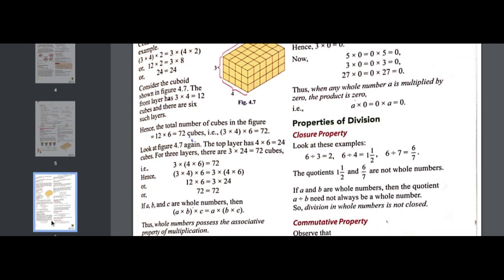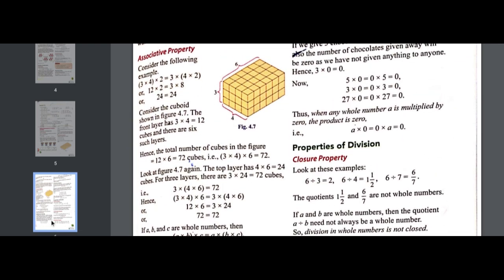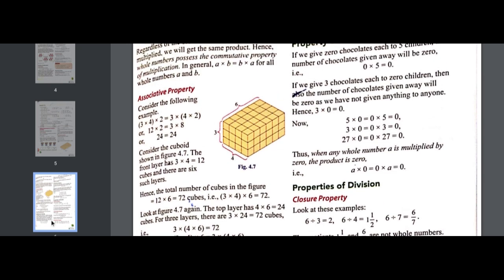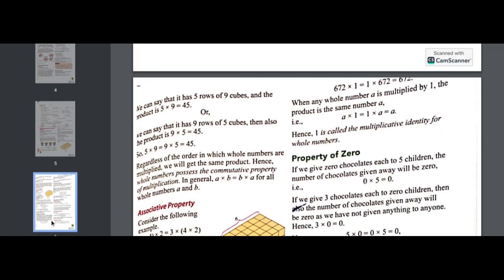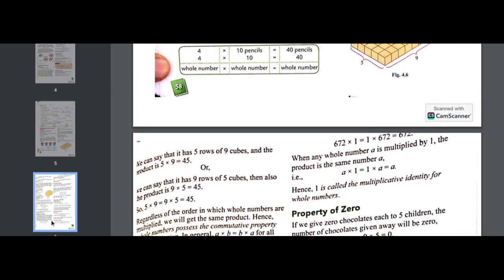Now we have to do the properties of division. We have learned the properties of addition and subtraction. We have to get through the properties of multiplication. In multiplication, if two whole numbers are multiplied, the answer will be a whole number. If they are multiplied with 0, the answer will be 0.